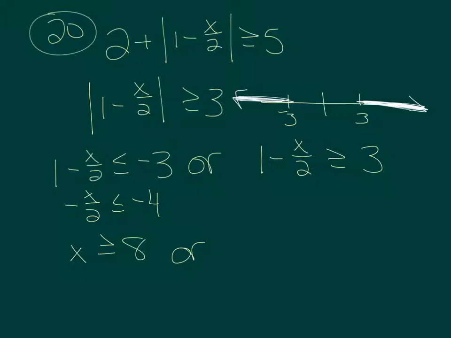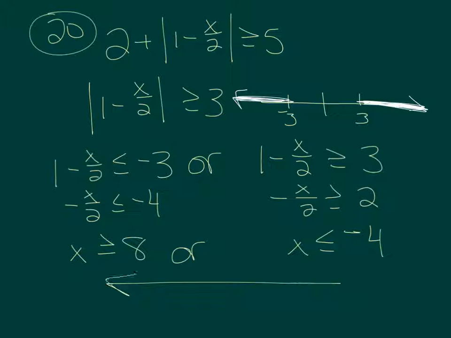Or, going to do the same thing over here. 3 minus 1 is 2. I'm going to multiply both sides by negative 2, so I'm going to reverse the inequality, and negative 2 times 2 is negative 4. So you can graph that. When you graph it, it will be an OR. It will be two rays going in opposite directions. So don't forget to do your number line.